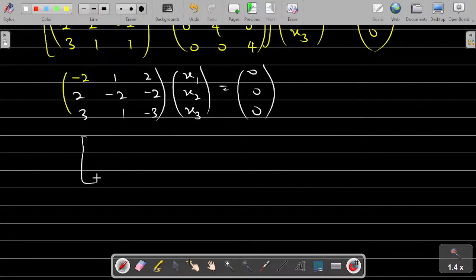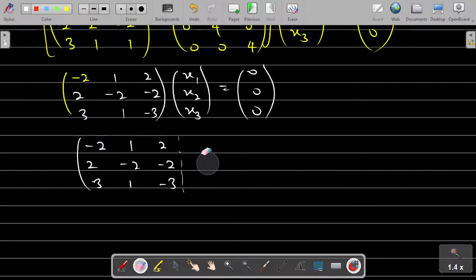But here we are just going to have, I can still use my curly bracket, minus 2, 1, 2, then 2, minus 2, minus 2, then 3, 1, minus 3. Okay, so like what I was saying, if this were a non-homogeneous matrix, we would augment this one here before reducing it. But because it is just 0, even if you put it here, everything will still be 0, so we will not bother doing that. Okay, so we'll start our row reduction.